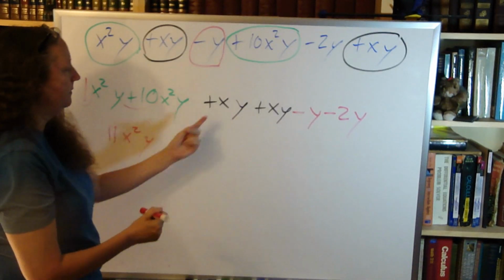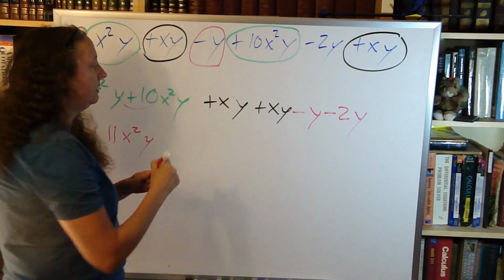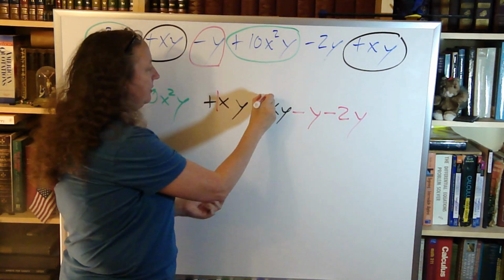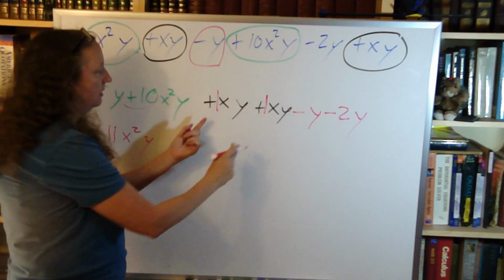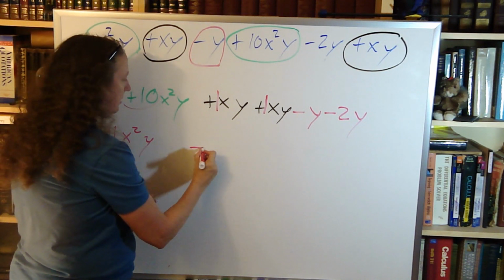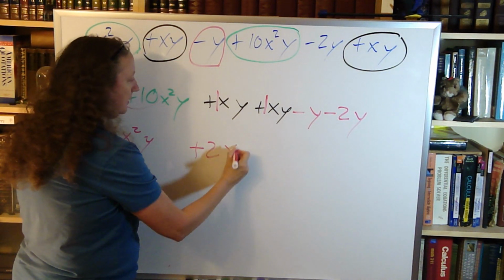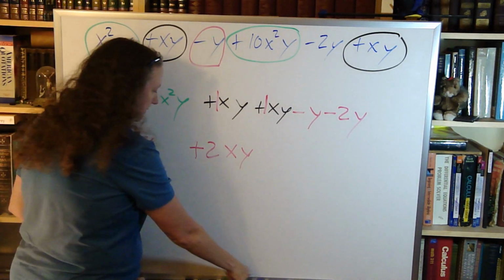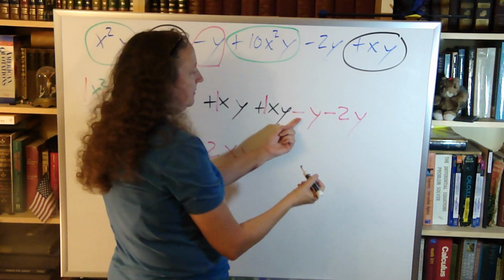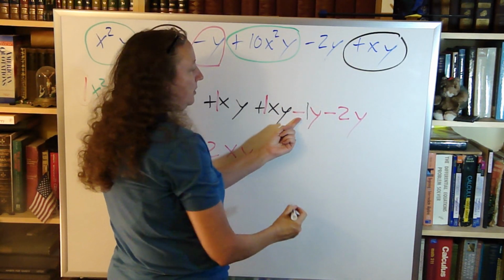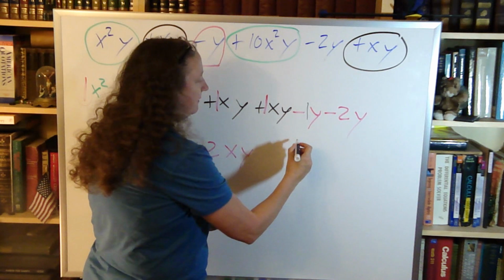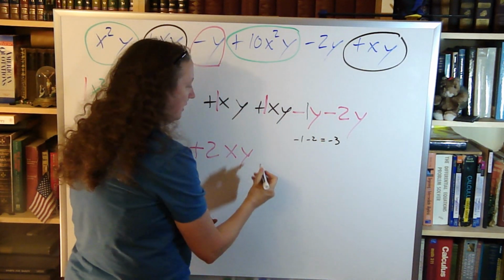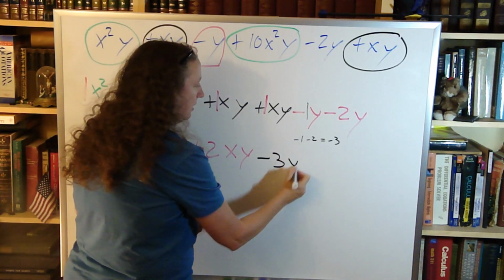Going over here, no coefficient, I multiply a 1 in, doesn't change anything. No coefficient, I multiply a 1 in, doesn't change anything. Add my coefficients together, I get positive 2, bring down my xy. Looking at this last one, no coefficient written, I'm allowed to multiply that 1 in there. So now I have negative 1 minus 2 gives me negative 3. So this is minus 3y.